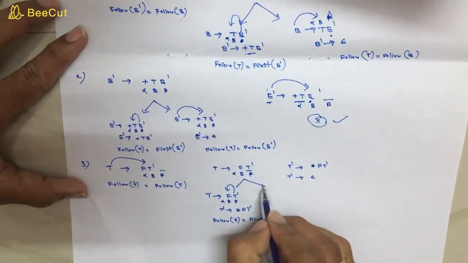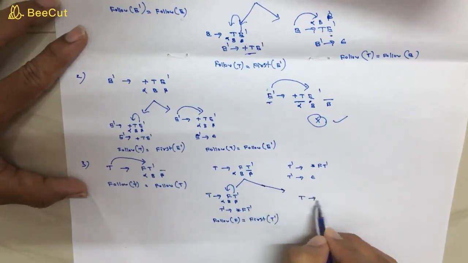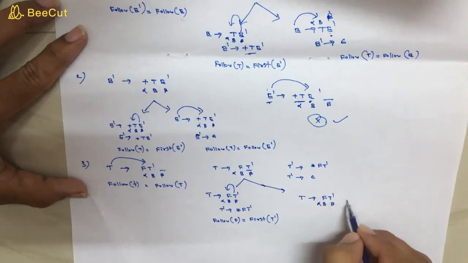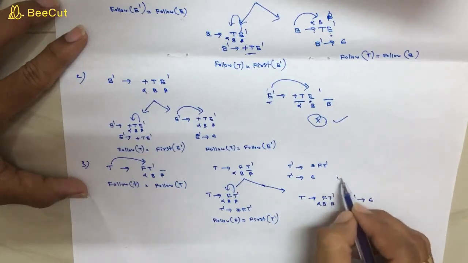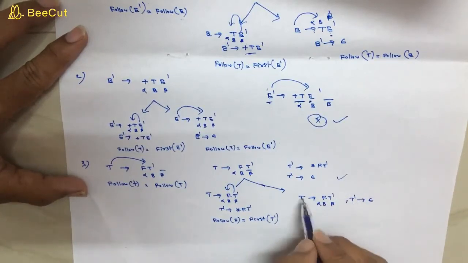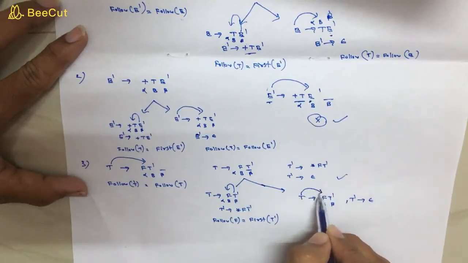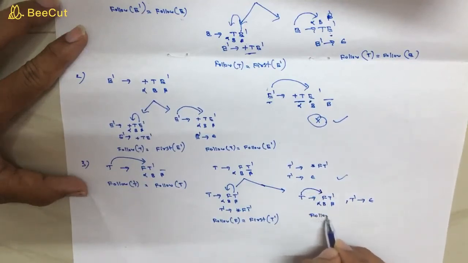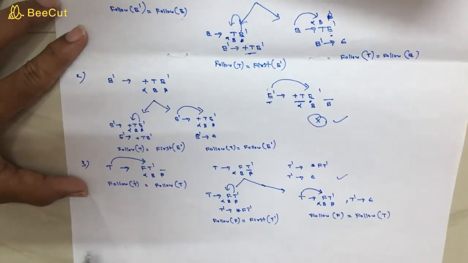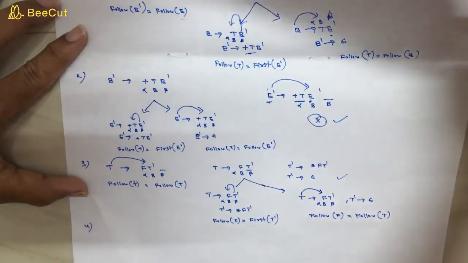If we take the other possibility, T tends to F T dash, alpha is epsilon, B is F, and beta's replaceable production is T dash tends to epsilon. T dash tends to epsilon is another possibility. That means follow of T is added to the follow of F. The follow of F contains the follow of T symbols. So this is rule number 3, for production 3.